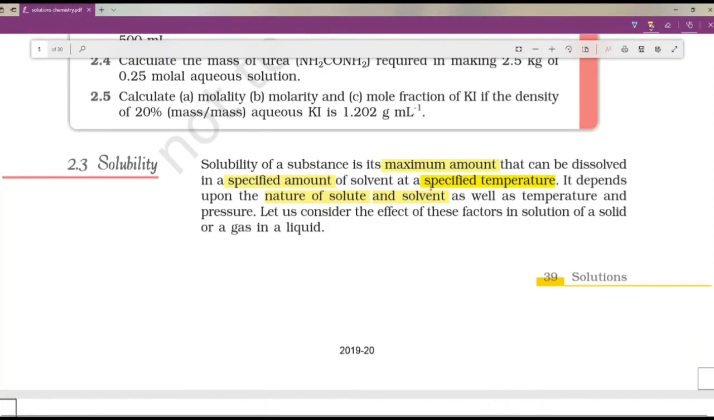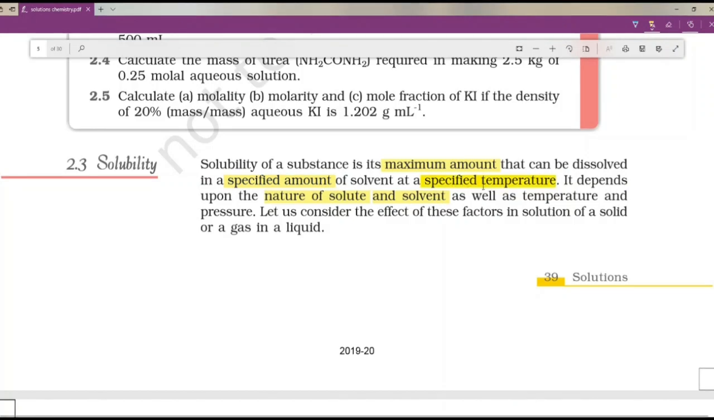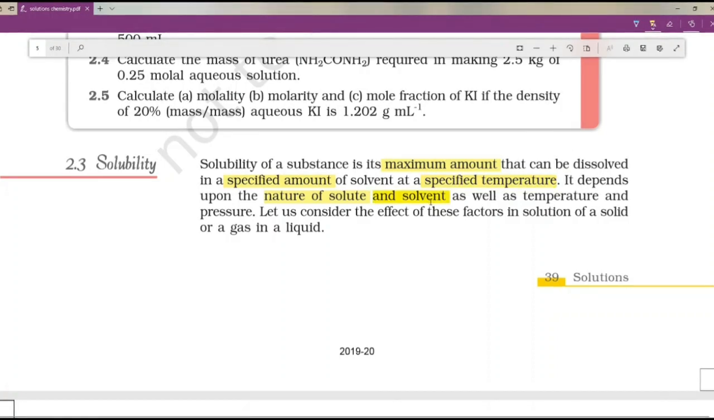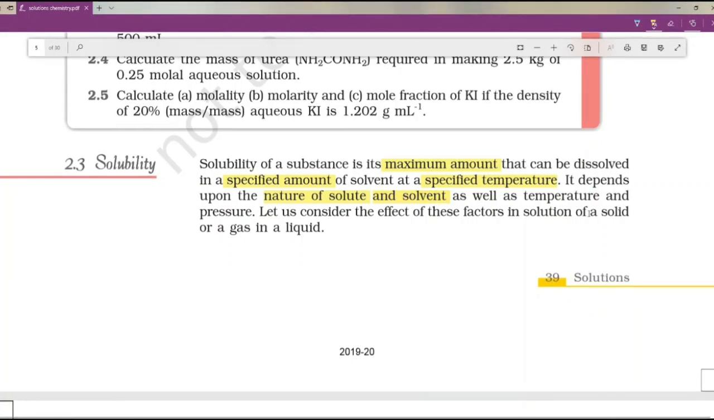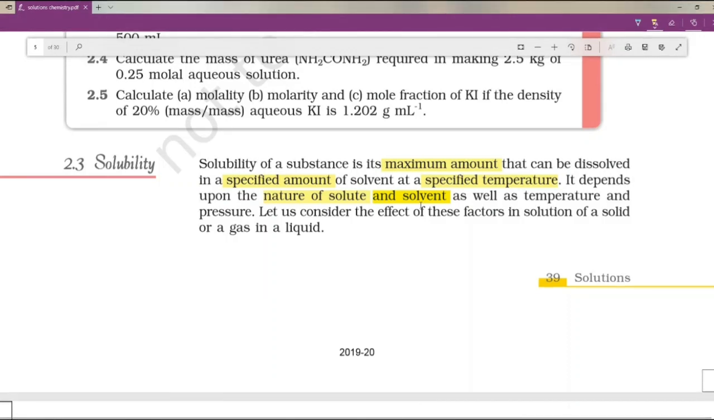So you need to keep three things in your mind: maximum amount, which I have underlined here, specified amount of solvent, and specified temperature. And the most important factor is the specified temperature here, because the solubility changes with temperature as well as pressure. Later on we will see how it is dependent on temperature and pressure. One more thing, it depends upon the nature of solute and solvent also, the type of solute and solvent which we are going to mix with each other.